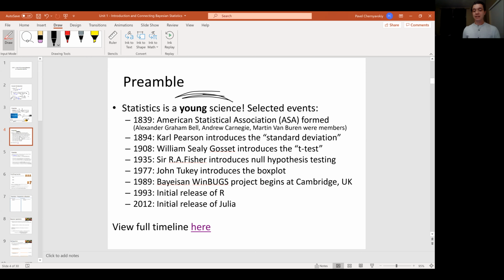The American Statistical Association, as far as I know, is the second oldest academic association in the United States. The only one older is the American Philosophical Association, and you cannot just pay money and be a part of the American Philosophical Association. Too many people want to be philosophers.